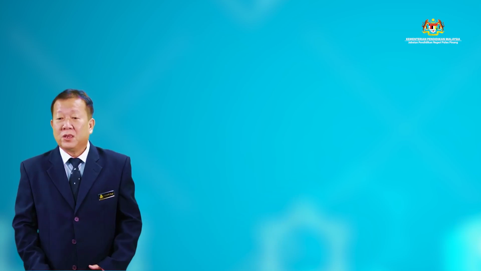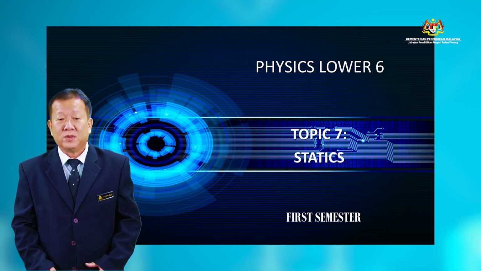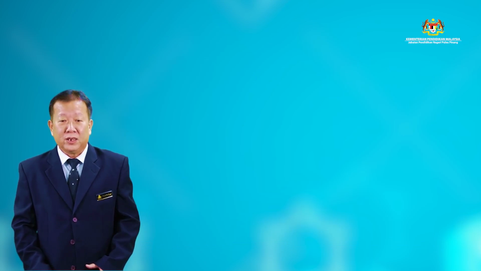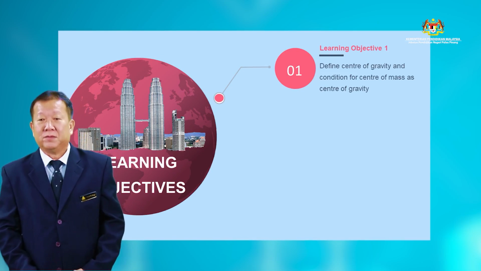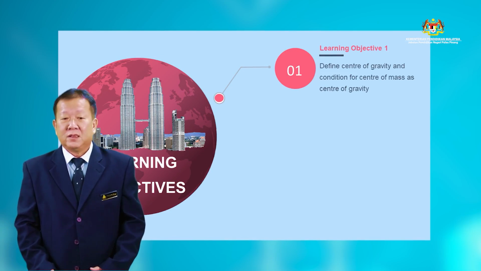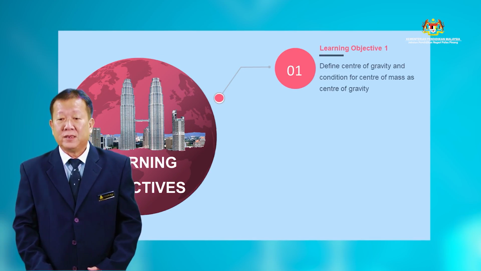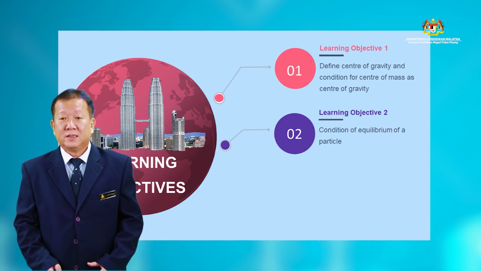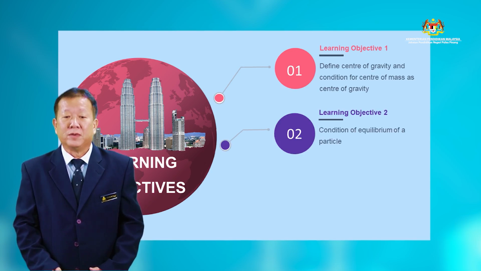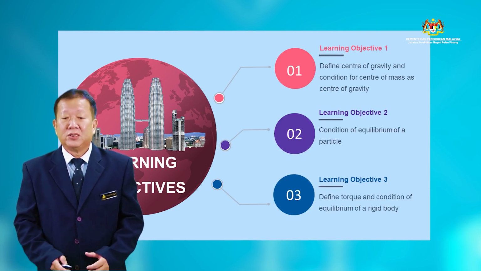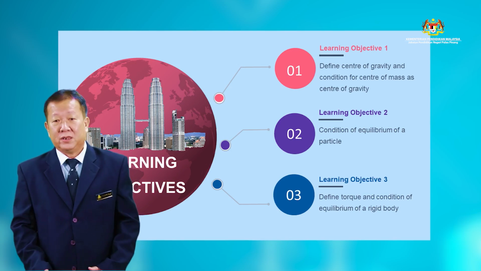In this episode, I would like to introduce to you the topic of statics in lower 6 physics. In this topic, you need to achieve the following objectives. First, define center of gravity and state the condition for center of mass to be the center of gravity. Second, state the condition for equilibrium of a particle. Third, define torque and state the condition for equilibrium of a rigid body.